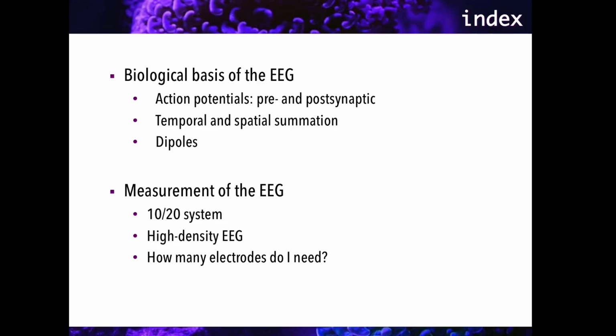In the next few minutes, we're going to see first an overview of the biological basis of the EEG signal, going through the types of action potentials, the summation and conduction of electricity, and equivalent dipoles. Afterwards, we're going to talk about different approaches to measure EEG and the reasons for potentially choosing between them.